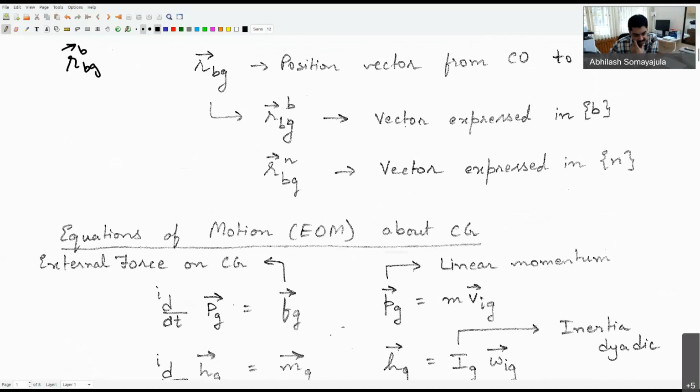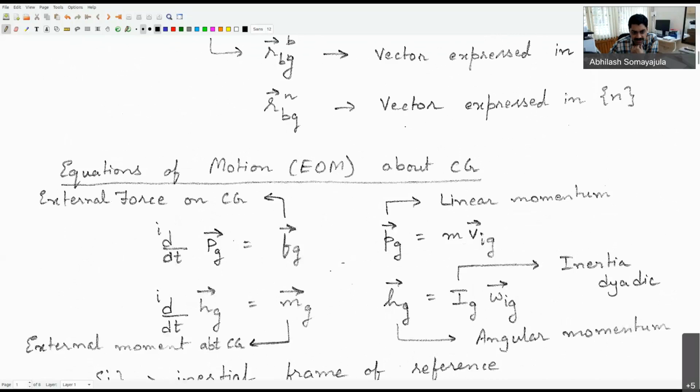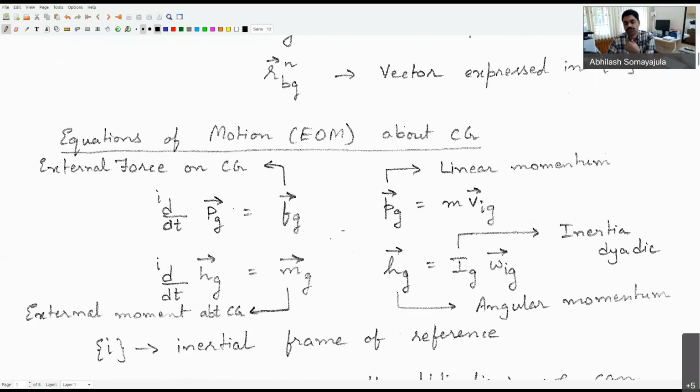Okay, all right. So now when I want to look at the equations of motion about the center of gravity, it is generally pretty straightforward. The rate of change of the linear momentum is the external force acting on the body. Similarly, the rate of change of the angular momentum is the external moment acting on the body. So that is what we are denoting here.